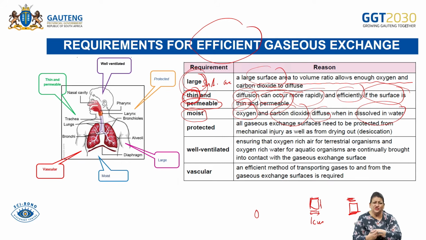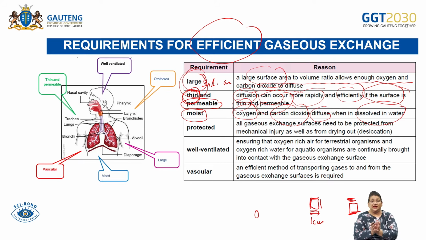When the air is dry, it also irritates your nose and your throat, because the throat becomes dry, the membranes become dry. Once there's moisture, gases can diffuse through very, very easily. So it must be moist. All right. Then the surface area must be protected. Children, the surface area must be protected.